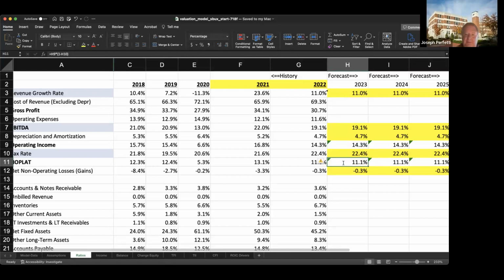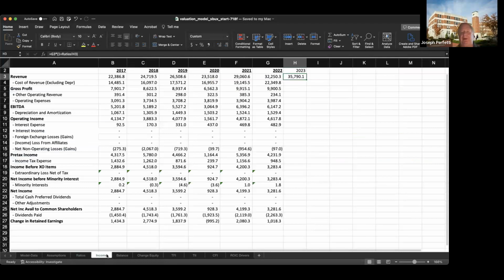All right, now what we're going to do is go to the income statement and build out the income statements in dollars based on those ratios.